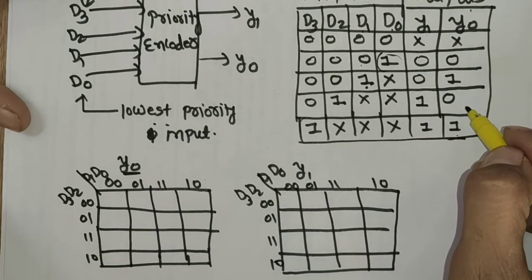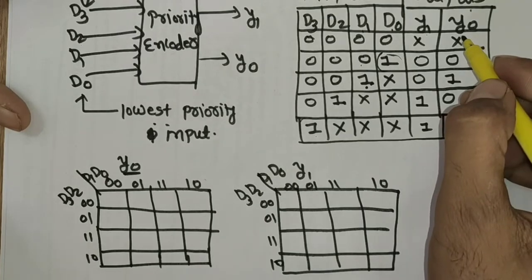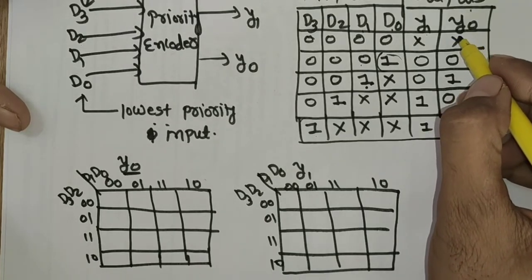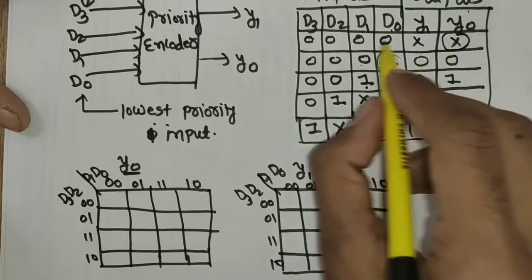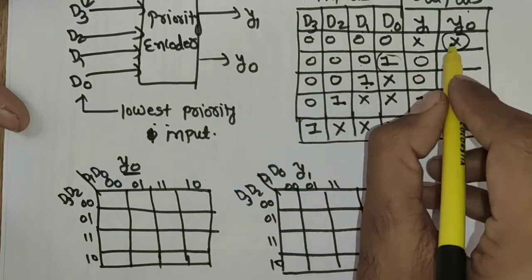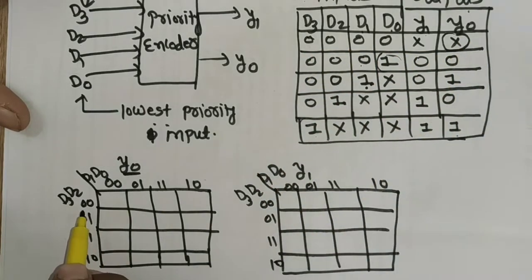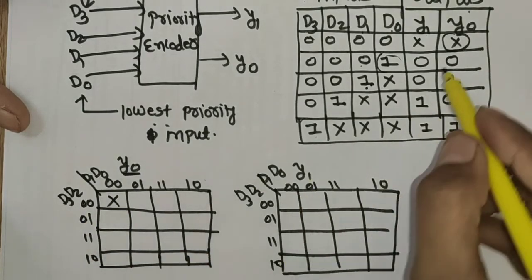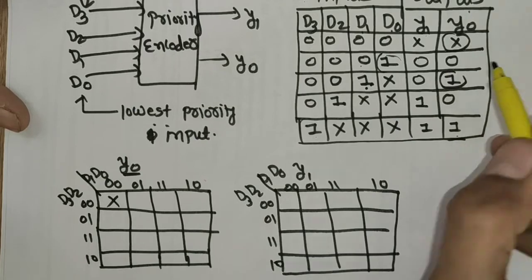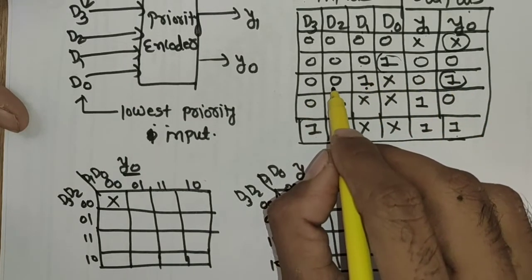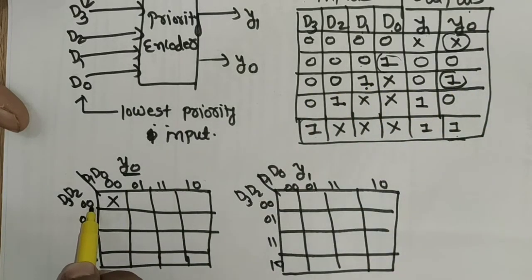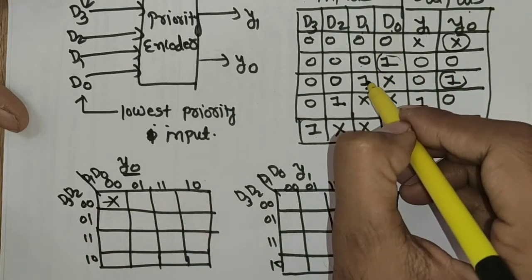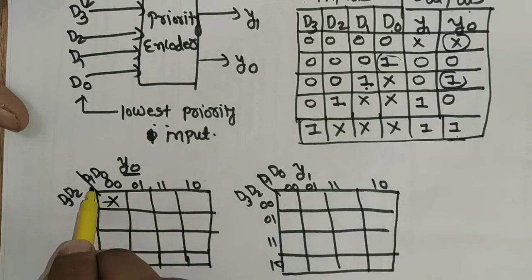Right? So for y1, now we can allocate the y0 wherever we are getting the y0. So the first possible is this one. If all inputs are 00, at that time y0 is a don't care condition. So 00 and 00, so this cell is selected. Now next is 1. So 1 means the first row 00, right? So we have to consider this row. And the input D1 is always fixed 1. The value of D1 is 1.